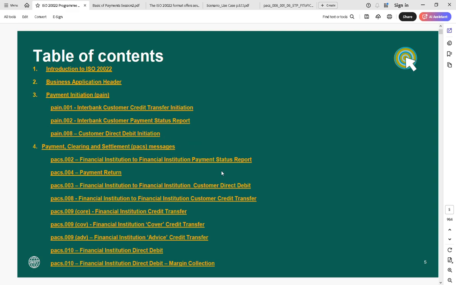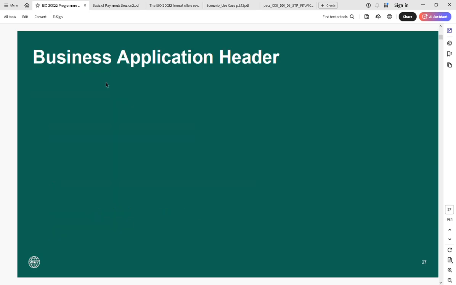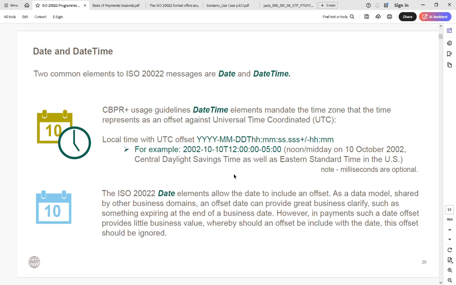We are going to study in detail all the header parts of these messages, and this is only for a pacs message. We are going to study almost 8 to 9 messages like this in a detailed manner. That's why I'm telling you here. The business application header, what are the elements contained in that, each and every field of that we are going to discuss.